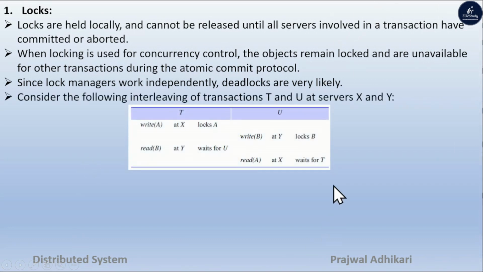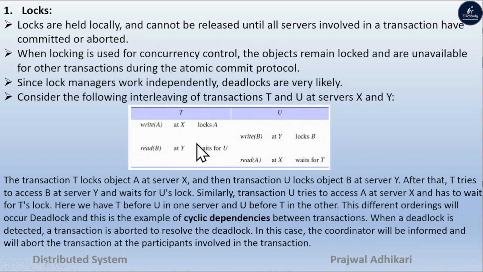Let us consider the following interleaving of transactions T and U at servers X and Y. In this figure, transaction T locks object A at server X and transaction U locks object B at server Y. After some time, transaction T tries to access object B at server Y and waits for U, as transaction U is using object B at server Y.